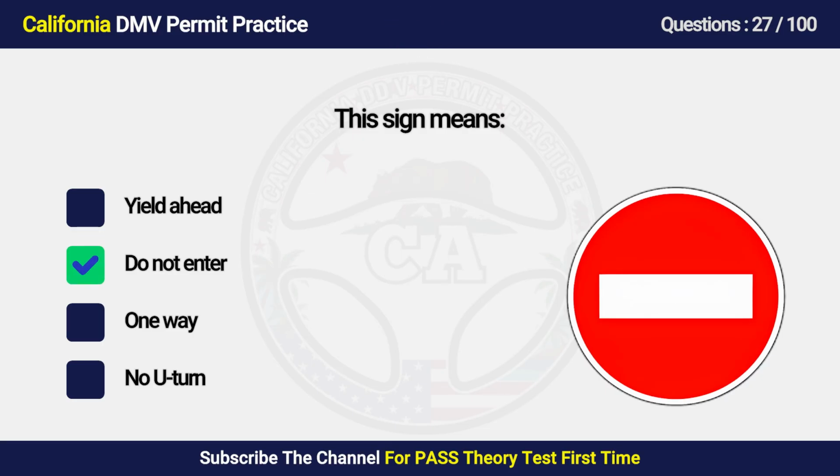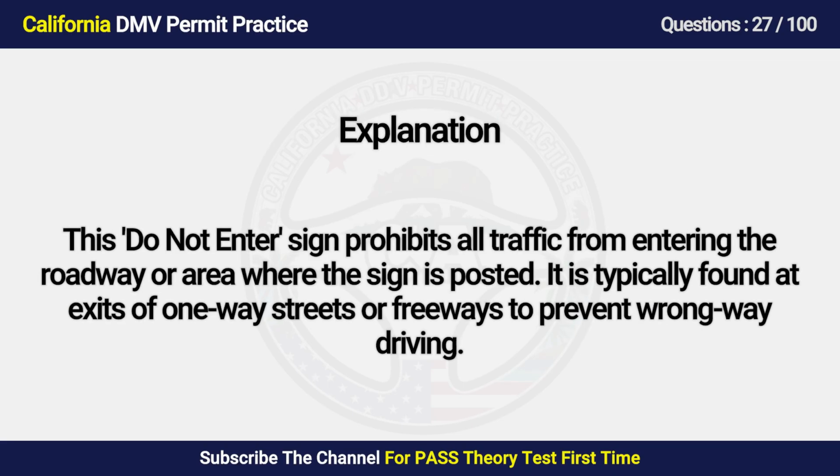Answer is B. Do not enter. This do not enter sign prohibits all traffic from entering the roadway or area where the sign is posted. It is typically found at exits of one-way streets or freeways to prevent wrong-way driving.